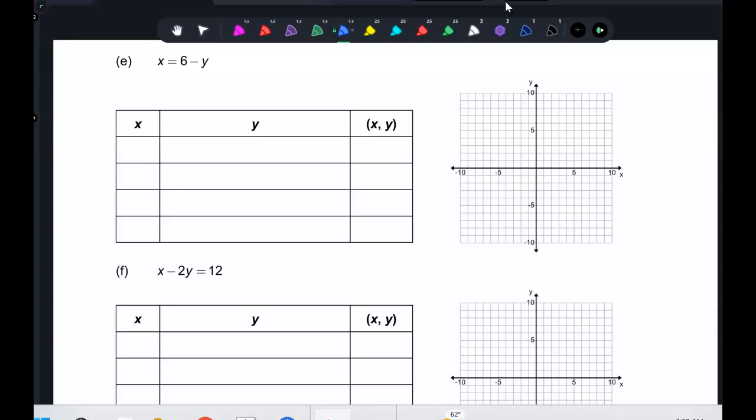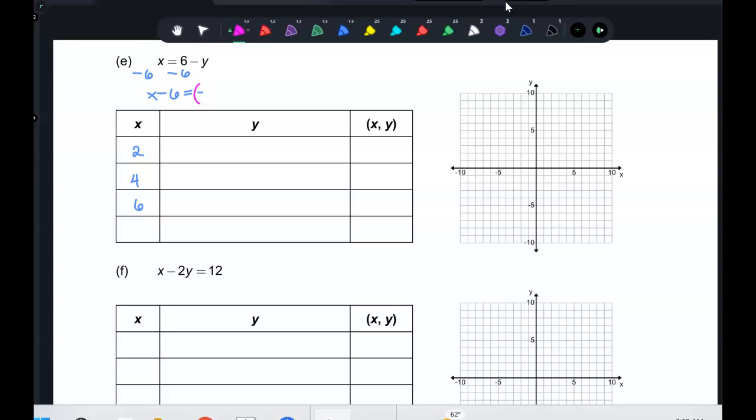Can we do 2, 4, 6? Okay, we could do 2, 4, 6 for this one. Now, before I do that, what's the problem in this one? Oh, because it's x equals. So what do we need to do? We need to isolate y here. What would we do to isolate y? 2 equals 6 minus y. So you want to subtract 6 from both sides? Yeah. So x minus 6 equals negative y.